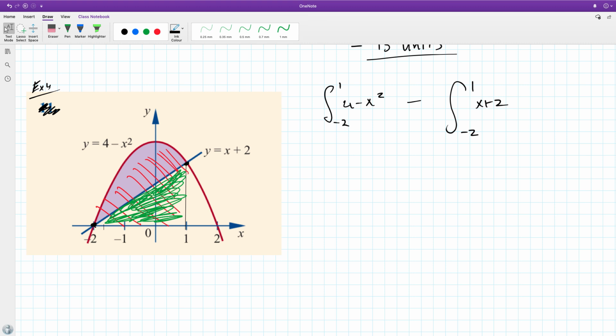But normally you have to do a simultaneous equation between x plus 2 and 4 minus x squared to get your 2 points of intersection. Then integrate your curve. Then integrate your line and take your line away from your curve. It's a pretty long question that comes up on question 7 there. So off you go. See if you can get me an answer out of that.